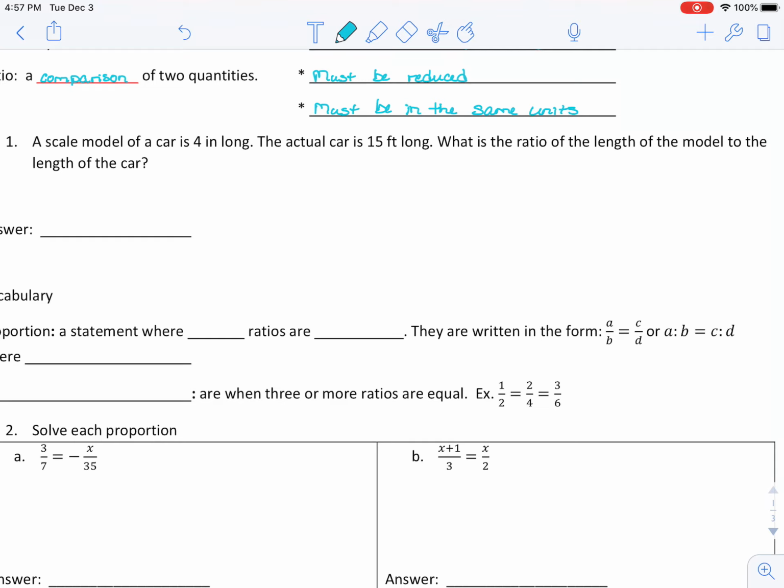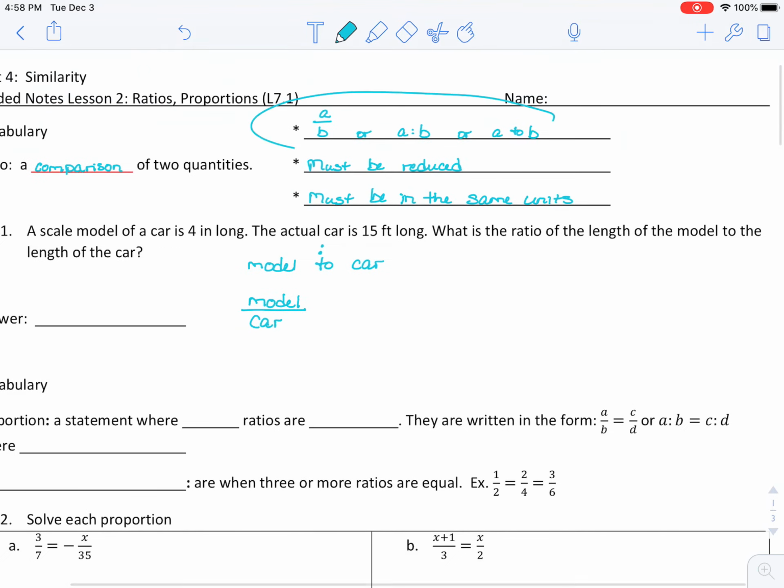So a scale model of a car is 4 inches long. The actual car is 15 feet long. I want the ratio of length of the model to length of the car. What I want to point out is this said length of the model to length of the car. The order matters. They said model to car. We don't usually write it in words. You could put a colon between them, which is fine. But since we're going to be reducing it, I'm going to change that to the fraction version of it, model to car.